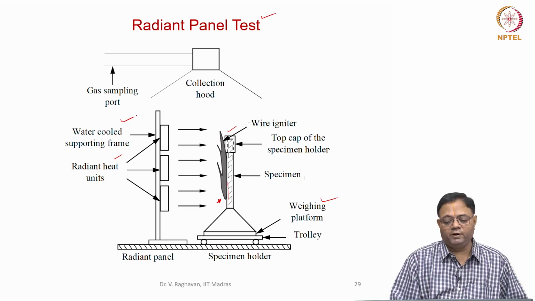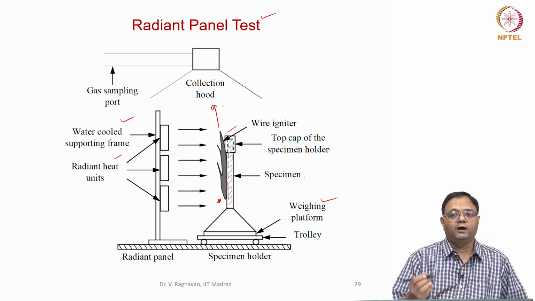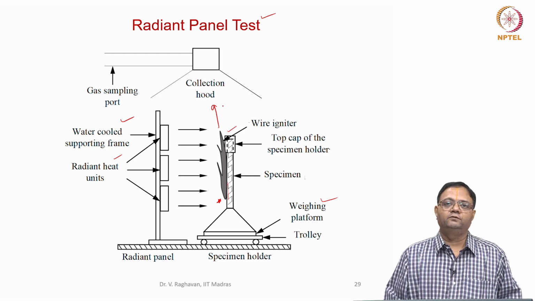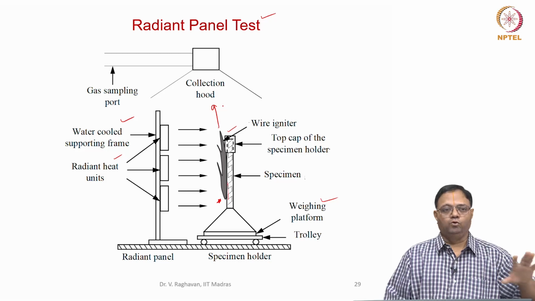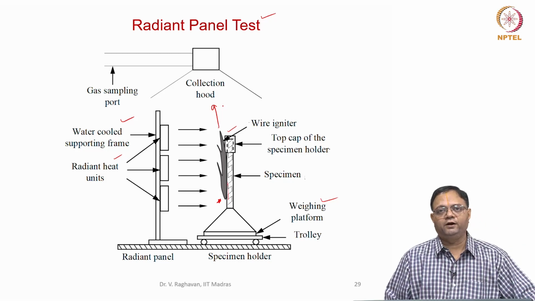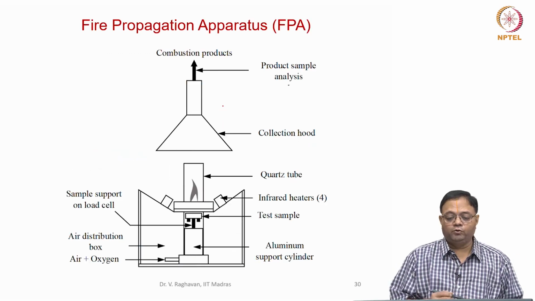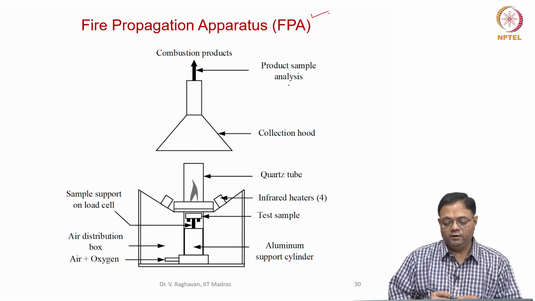As in the cone calorimeter, the gases coming out of the fire will again go through a collection hood and other points: gas sampling point, orifice plate, smoke point measurement. Everything will be done in the hood. So, the hood and the associated instrumentation will be intact in all these facilities. Now, coming to the fire propagation apparatus, FPA.